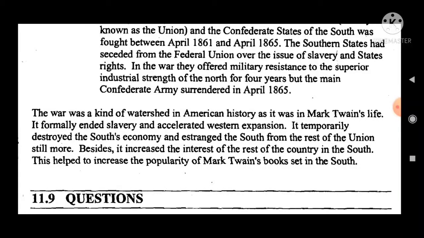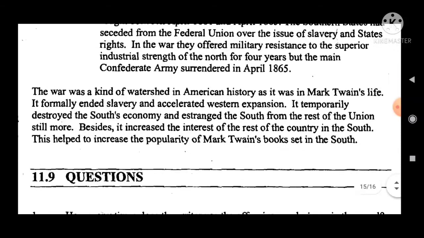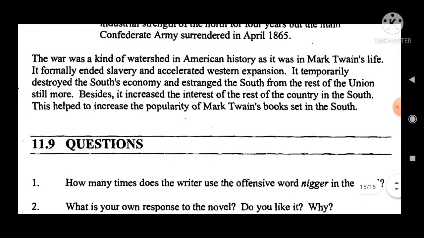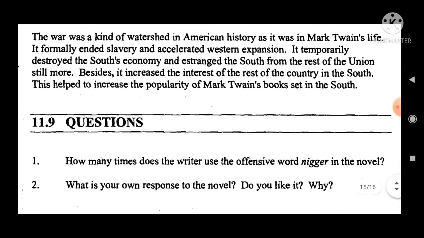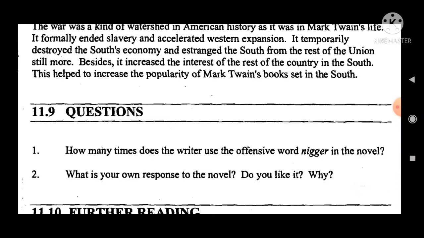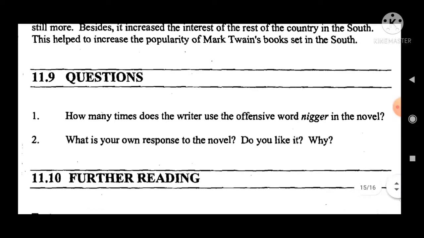The war was a kind of watershed in American history as it was in Mark Twain's life. It formally ended slavery and accelerated Western expansion. It temporarily destroyed the South's economy and estranged the South from the rest of the Union still more. Besides, it increased the interest of the rest of the country in the South. This helped to increase the popularity of Mark Twain's book set in the South.